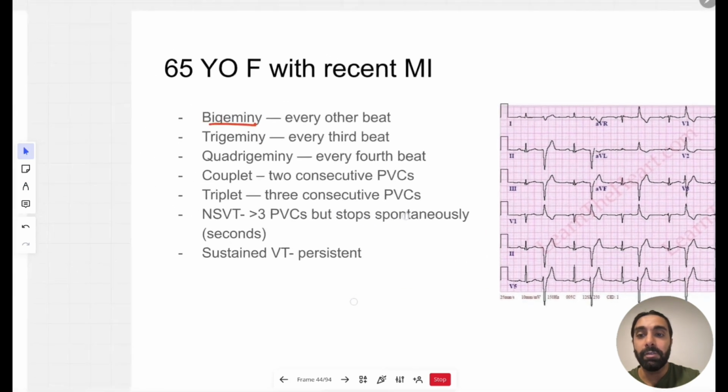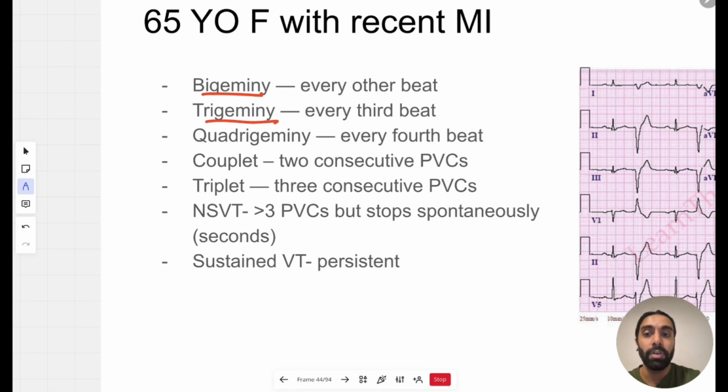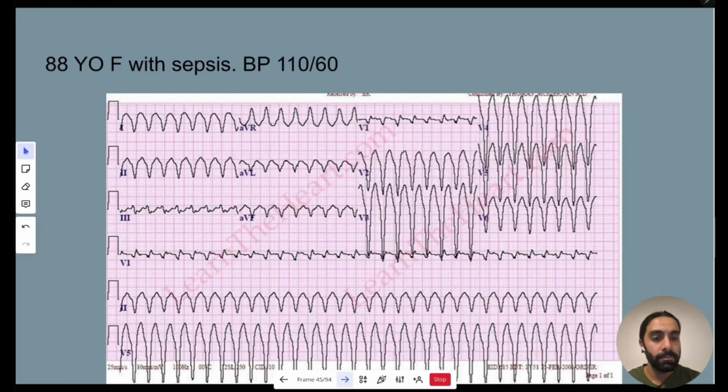If we see it every third beat, which is less frequent, trigeminy or quadrigeminy. If you see PVCs 2 in a row, call them couplets. If it's 3 in a row, call them triplets. If it's more than 3 and it stops within seconds or a few minutes, that's called non-sustained VTAC. And if it's not going away at all, these patients are usually either severely symptomatic or they're dead. That's called sustained VTAC.